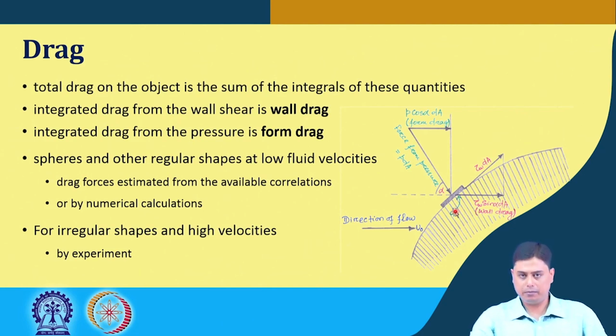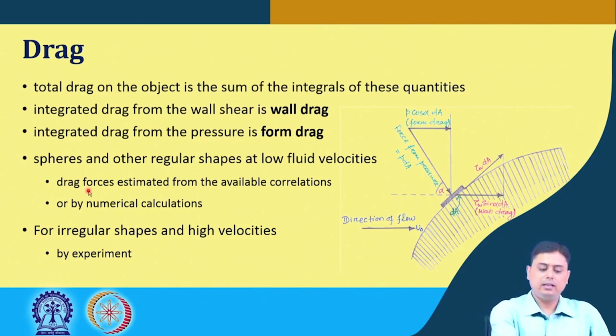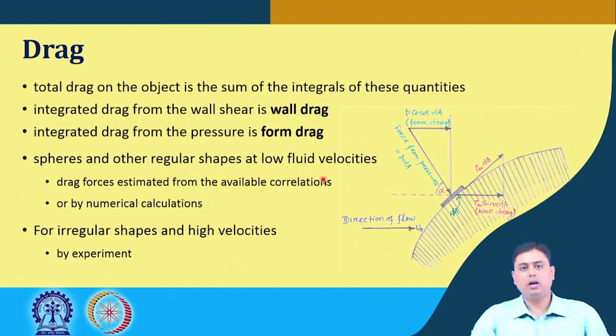But for the irregular shape and in case of high velocities, typically these drag forces are measured by experiments. In fact, as I said, these drag forces are estimated from the available correlations for the spherical and regular shaped particles at low fluid velocities. These are also estimated by experiments, and then several correlations have been developed to reduce the difficulties associated with rigorous experiments. So these correlations are available.